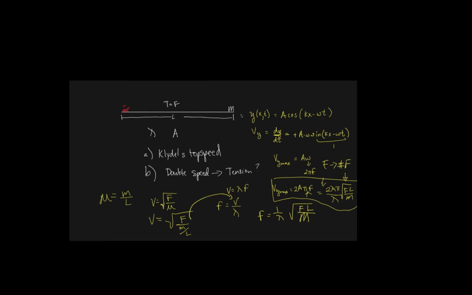So we started with the formula for position. We derived it to get velocity. Then we also remembered that velocity was equal to a few other things, in this case, the square root of force over the linear mass density. And we plugged that in so that we could get what frequency was in terms of the force. Once we did that, we were able to plug that frequency into our Vy max equation right here.